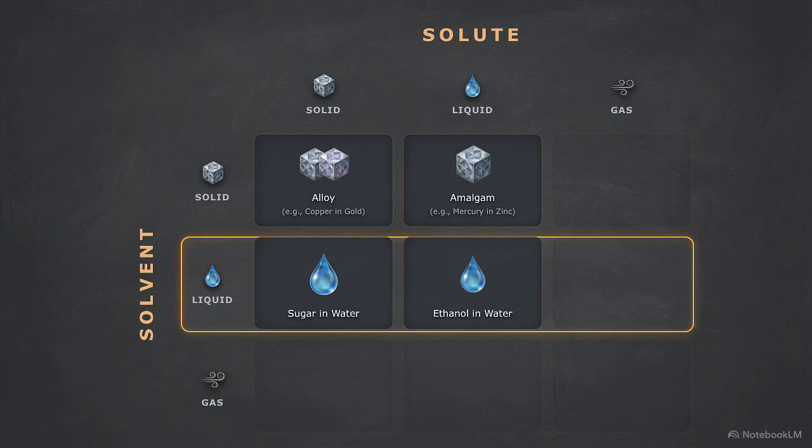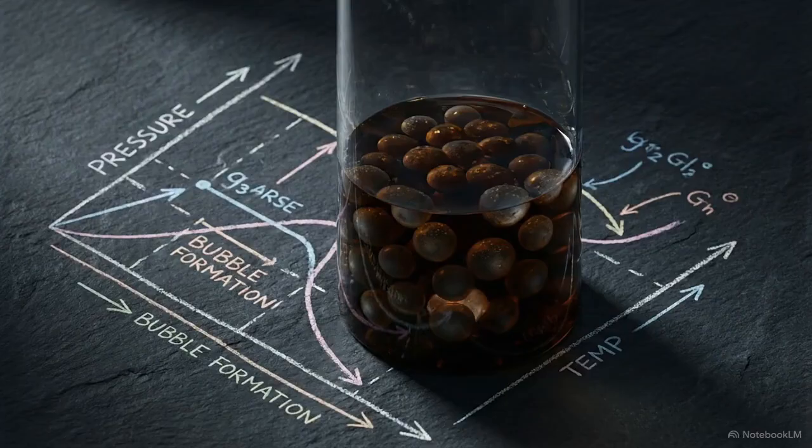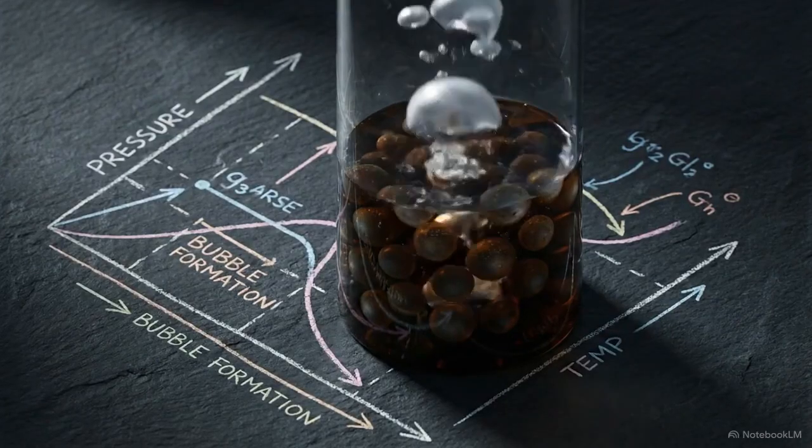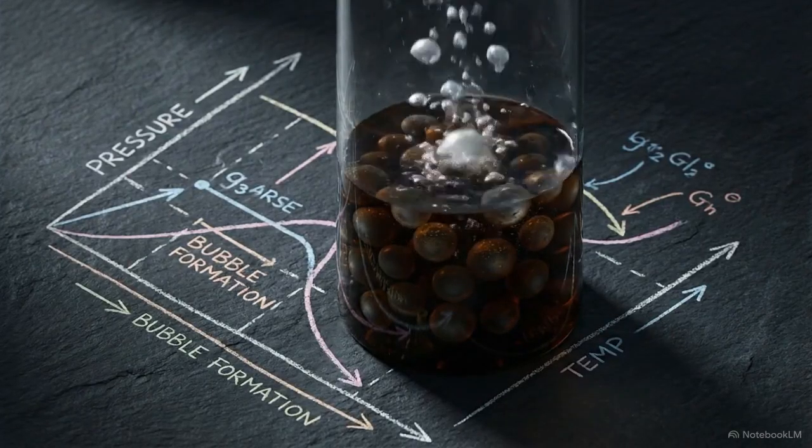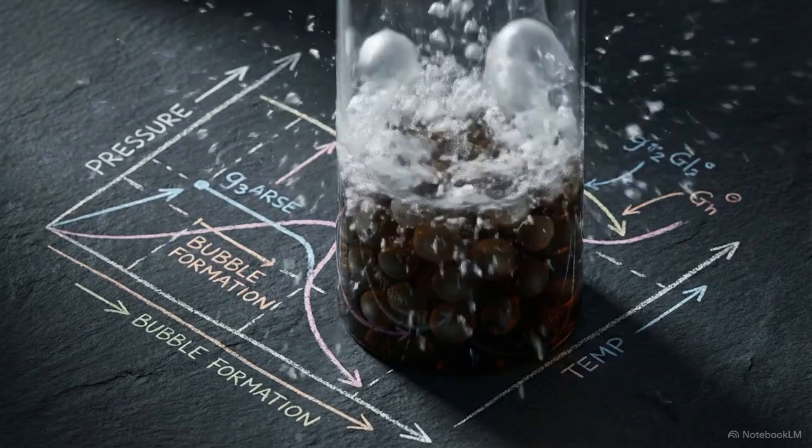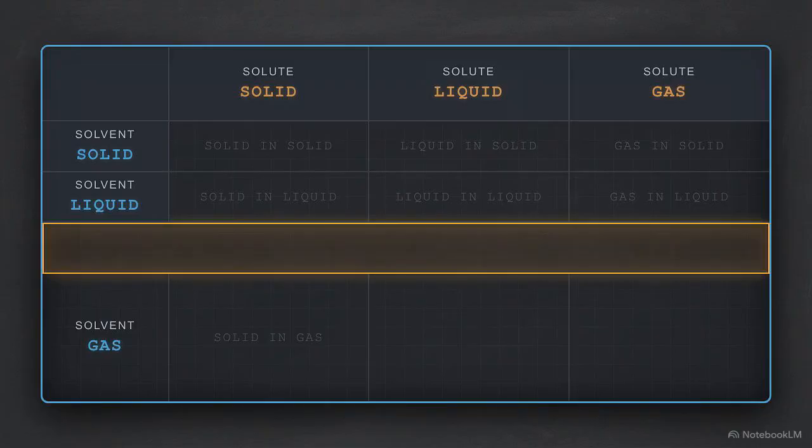The liquid solvent column contains our most recognizable mixtures. Sugar dissolving in water is a solid in liquid solution, while mixing ethanol into water creates a liquid in liquid solution. But this same column accommodates gases. The carbonation in an aerated drink is simply a gas in liquid solution, utilizing a liquid solvent.